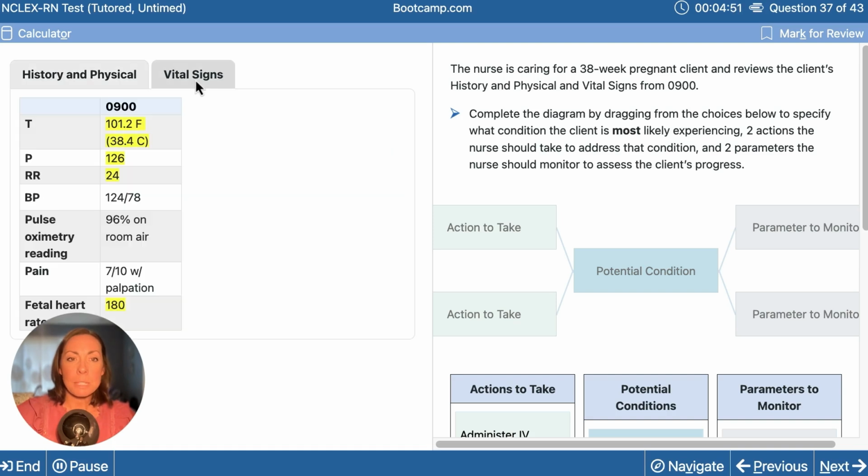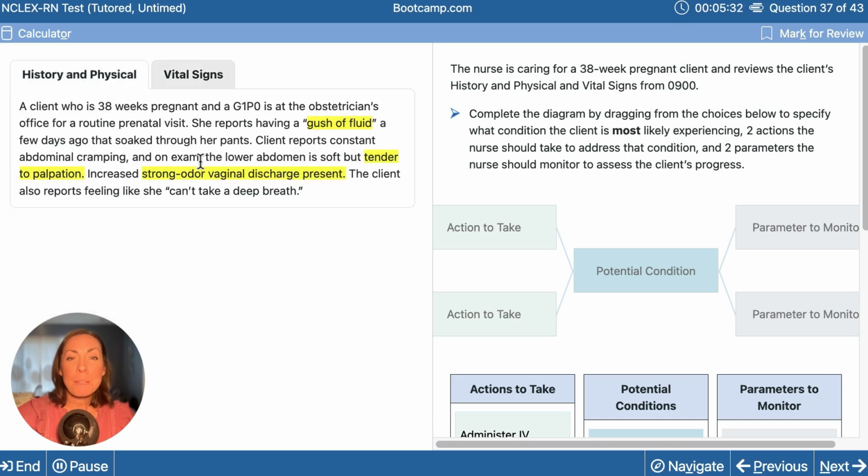In her vital signs, we see that she has an elevated temperature of 101.2, her pulse is elevated at 126, respiratory rate is elevated at 24, and the fetal heart rate is also tachycardic at 180. A normal fetal heart rate pattern is 120 to 160. So in this scenario, I am concerned that this client might be experiencing an infection.